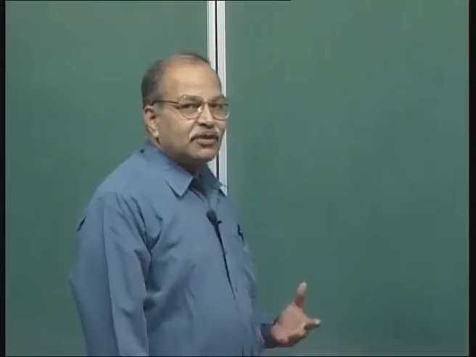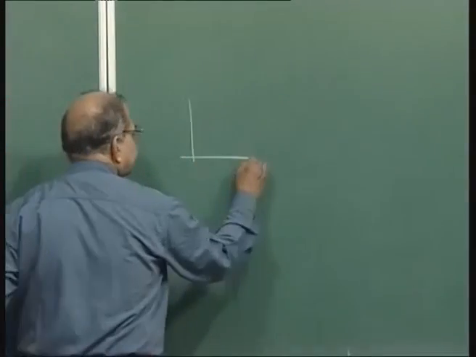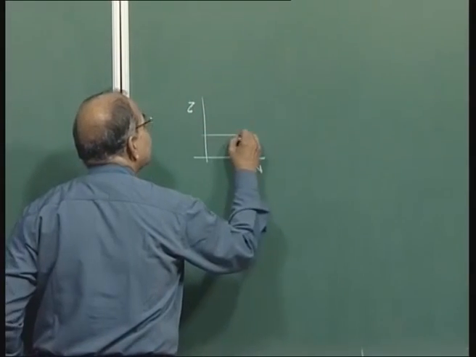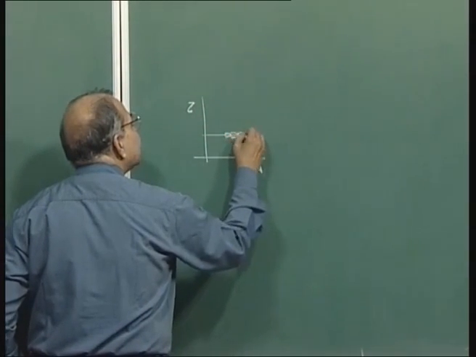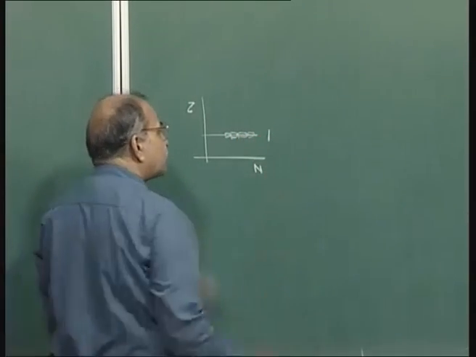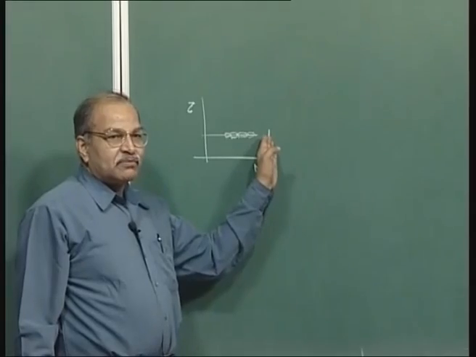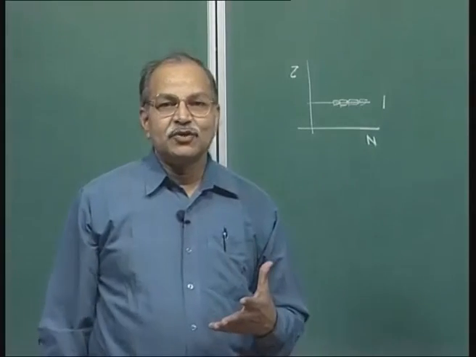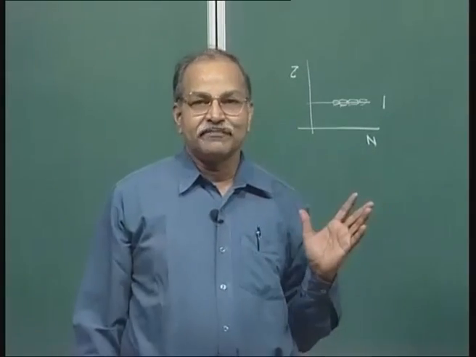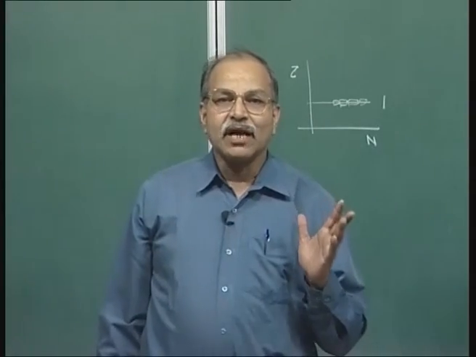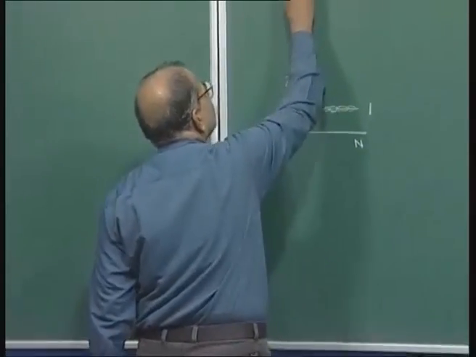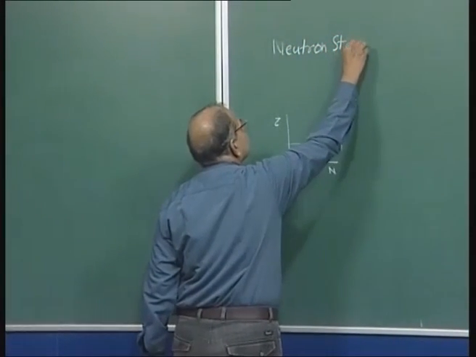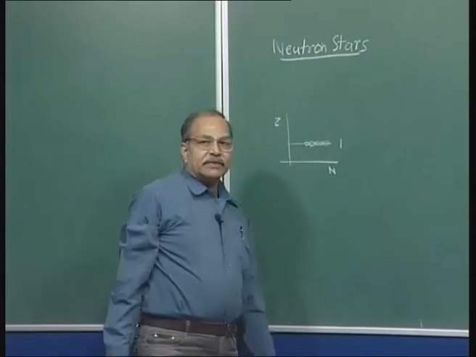You had seen that for a particular value of Z, if you look at how many neutrons can be absorbed in this, then you have some limit after which neutron cannot be absorbed. But there are objects in this universe where you have neutrons and neutrons and neutrons only, and these are neutron stars. So, what are neutron stars?